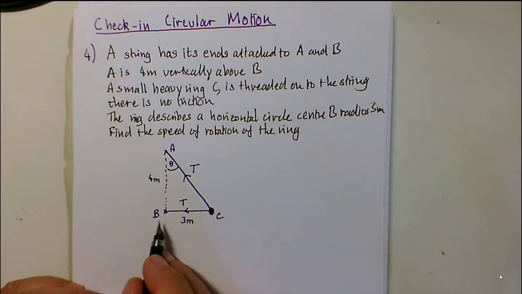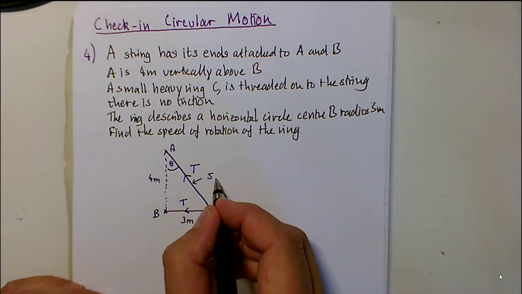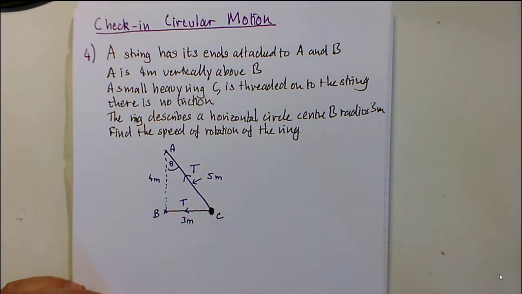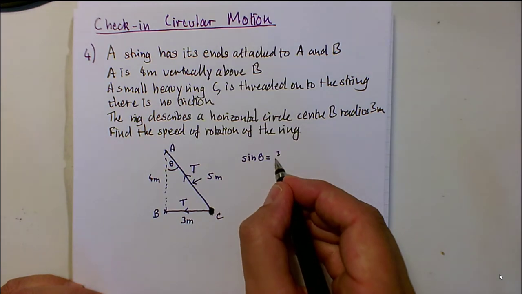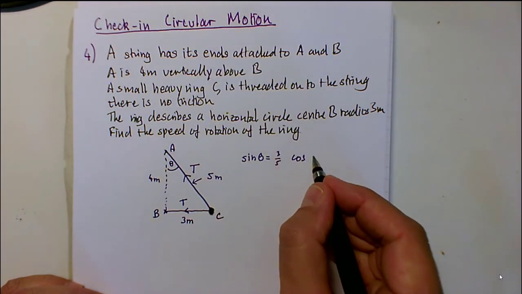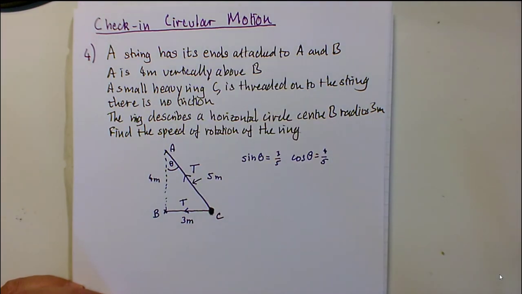We know that's 4 meters, we know that's 3 meters, therefore we know that that length there is 5 meters. It's a 3, 4, 5 triangle. That means we can instantly write down sine theta equals 3/5 and cos theta equals 4/5. That will come in very useful in a minute. But let's draw in our forces. I don't know what the mass of that is. I'm just going to have to call it M. So we've got a weight there, mg.